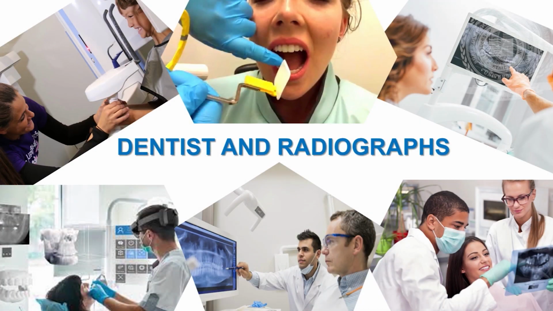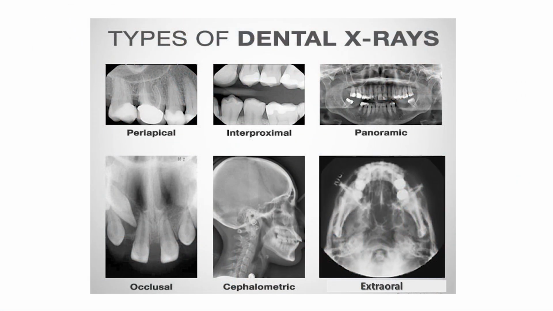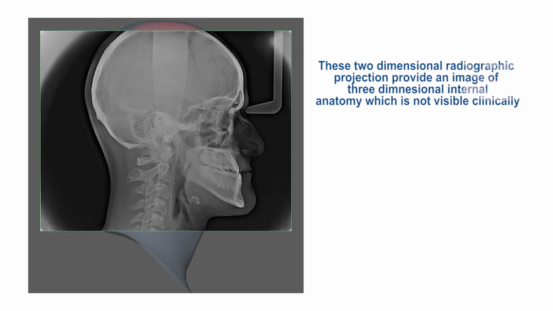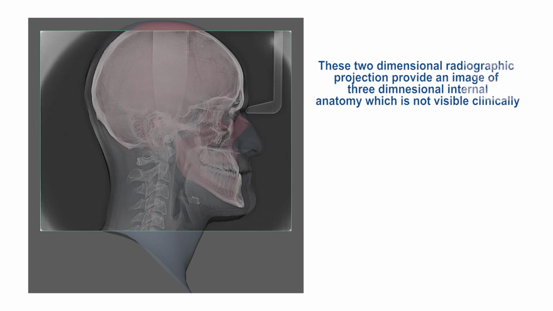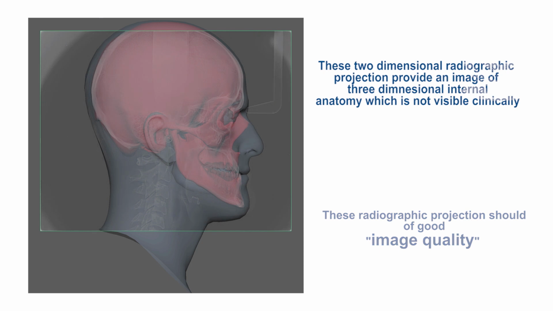In day-to-day practice, we require different kinds of radiographs. Intraoral, cephalometric, and orthopantomograms are examples of such radiographs. These radiographic images are often called plane or projection views. These views provide an image of the internal anatomy that is not visible on clinical examination. To achieve a precise diagnosis, these radiographs should be of good image quality.